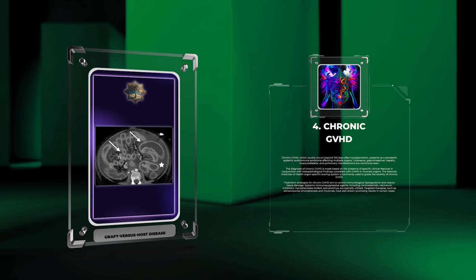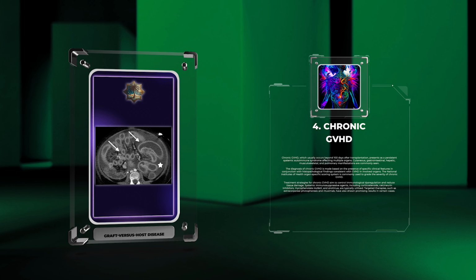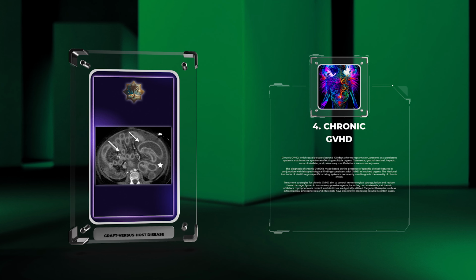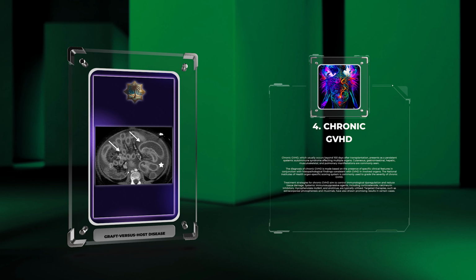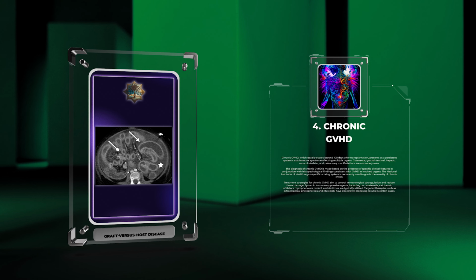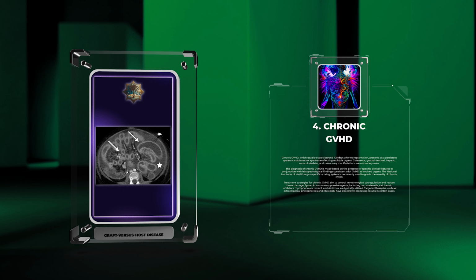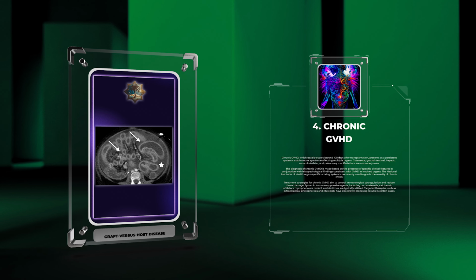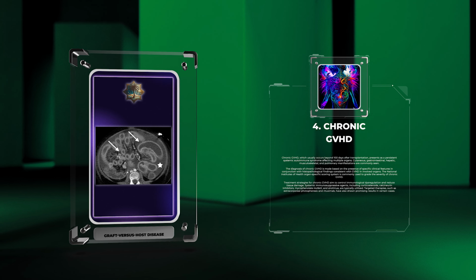Treatment strategies for chronic GVHD aim to control immunological dysregulation and reduce tissue damage. Systemic immunosuppressive agents, including corticosteroids, calcineurin inhibitors, mycophenolate mofetil, and sirolimus, are typically utilized. Targeted therapies, such as extracorporeal photopheresis and rituximab, have also shown promising results in certain cases.